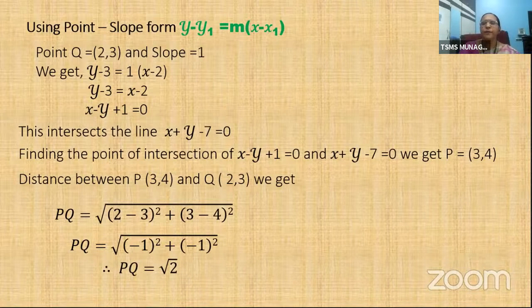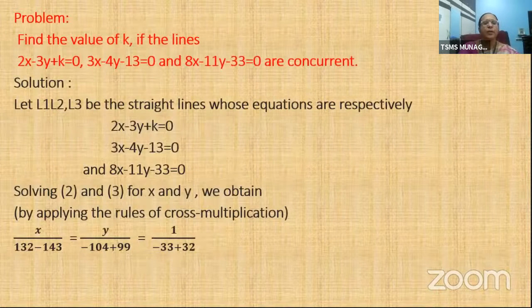This is how you can find the distance between the 2 points, where one point lies on the line which is making a negative angle 3 pi by 4 with the x-axis, and another point is on that line. Now let us see one more problem where you have to find the value of k if the given lines are concurrent. So here we are given 3 lines L1, L2, L3, and they are concurrent. We have to find the value of k.